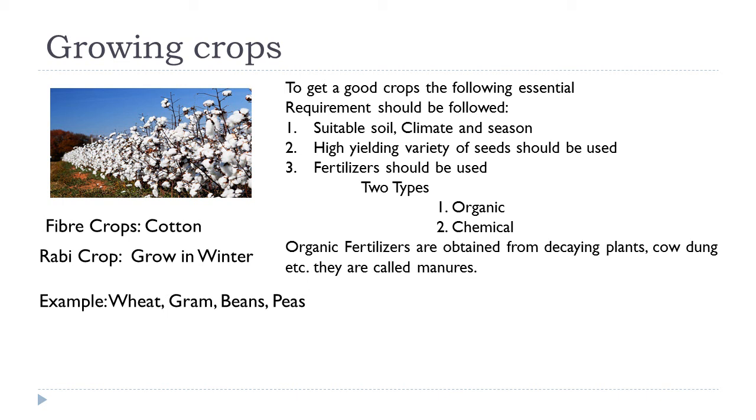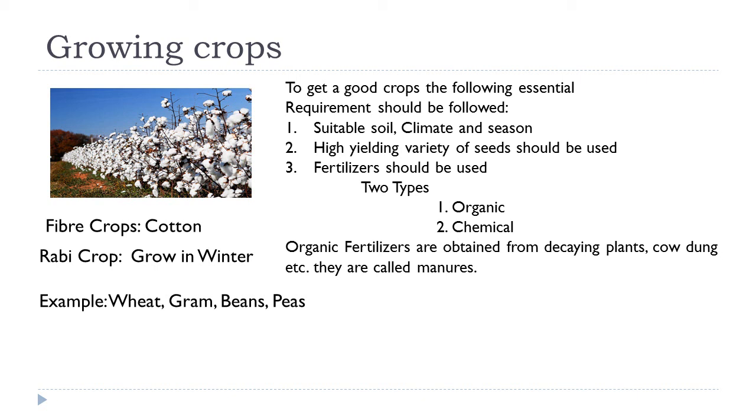And fertilizers are of two kinds: organic and chemical fertilizers. Organic fertilizers are obtained from decaying plants, cow dung, etc. These are called manures. But the chemical fertilizers are those which are synthesized, for example, urea and nitrates. And the soil should be irrigated at the right time with the right amount of water. And different plants grow in different types of soil and different types of climates.